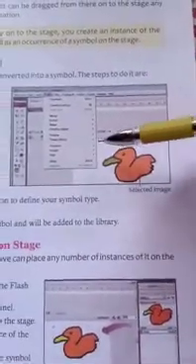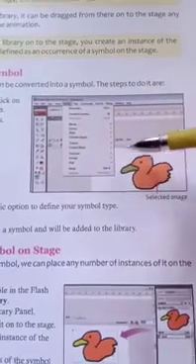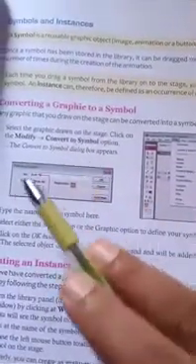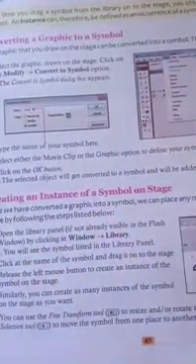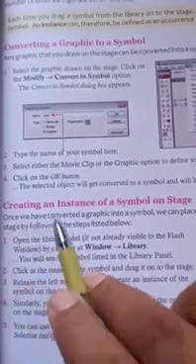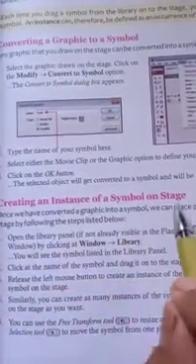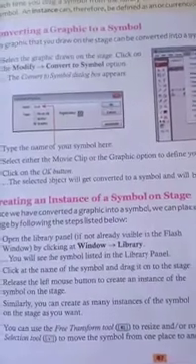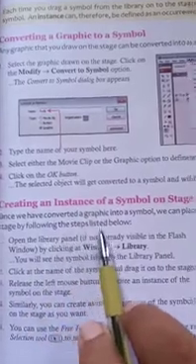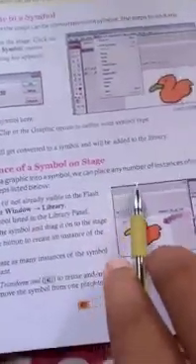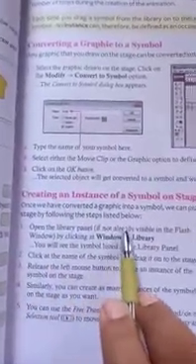This is the view in which the selected image is converted into a symbol. Now, creating an instance of a symbol onto the stage. First, I have converted a graphical object into a symbol, and this way you can use that symbol on the stage. How can you use an instance of a symbol on the stage? Once we have converted a graphic into a symbol, we can place any number of instances of it on the stage by following the steps listed below.